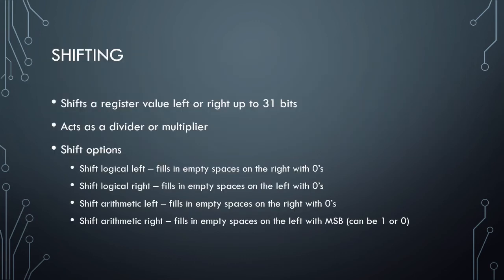Next, we're going to talk about shifting bits or shifting a value. Again, it doesn't have to be in bits, but bits, for the sake of understanding the concept, make it very easy to see the numbers, but this can be done in hexadecimal just as well. So shifting moves a register value to the left, so to speak, or to the right up to 31 bits. So it's essentially acting as a divider or a multiplier. We're adding numbers either to the end of the value, or we're adding numbers to the beginning of the value to kind of shift it around back and forth.